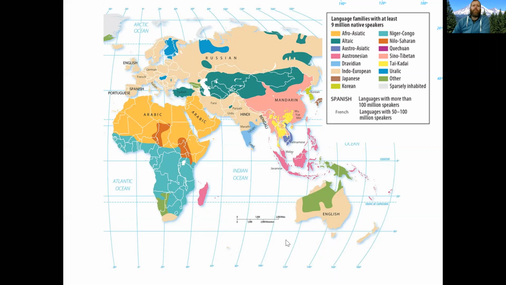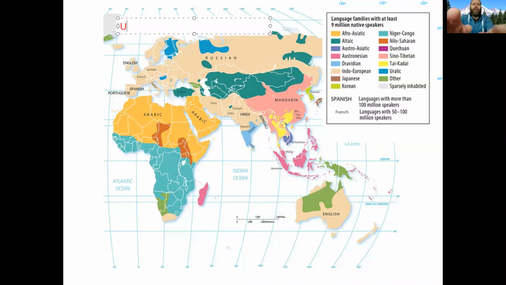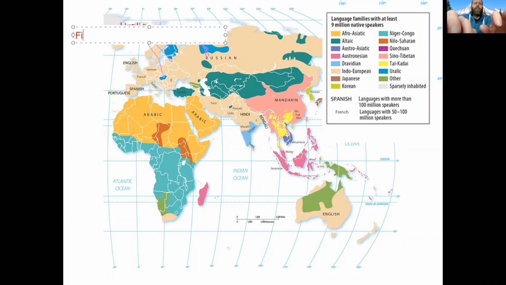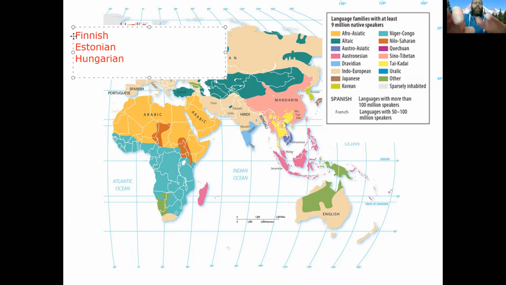The next one I want to talk about is one called Uralic. And Uralic is here, and it's this language family that is in a few different places. It's called Uralic because it's related to the Ural Mountains, which are here. And then some of the languages of the Uralic are Finnish, Estonian, and Hungarian. So Uralic has, as I said, Finnish, Estonian, and Hungarian. And what's interesting about them is they're in Europe, but not Indo-European.